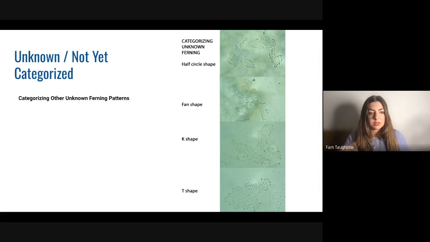I also found many other ferning patterns that I just don't know what these shapes might be. Things like pinwheel shape or an X shape. Some with two really developed ferns coming out of the X and then the other two being really undeveloped. And then I also saw a bar shape where they were basically going off in two separate directions from the center axis. There are some that look like a half circle, some that look more like a fan. There are also K-shaped and T-shaped ones. So many different expressions of this fluid pattern.